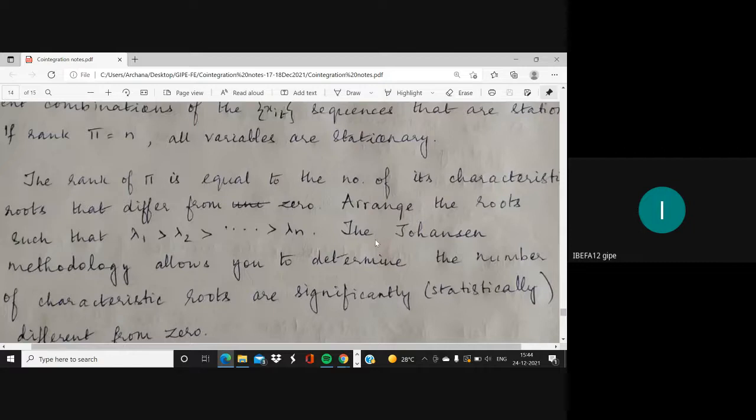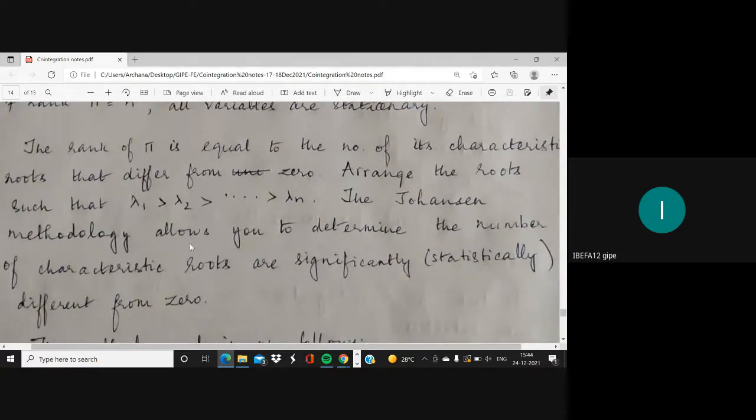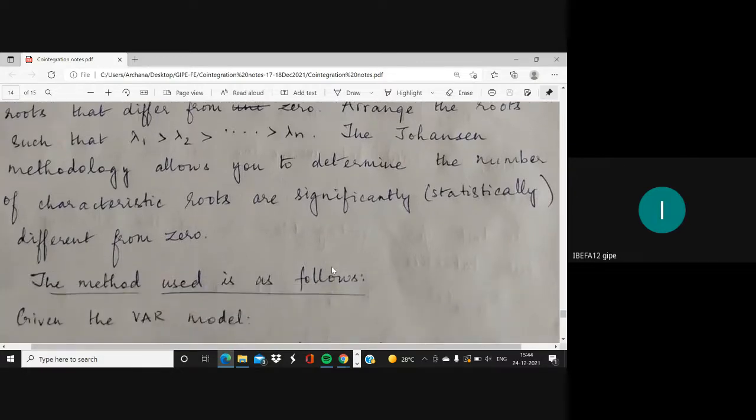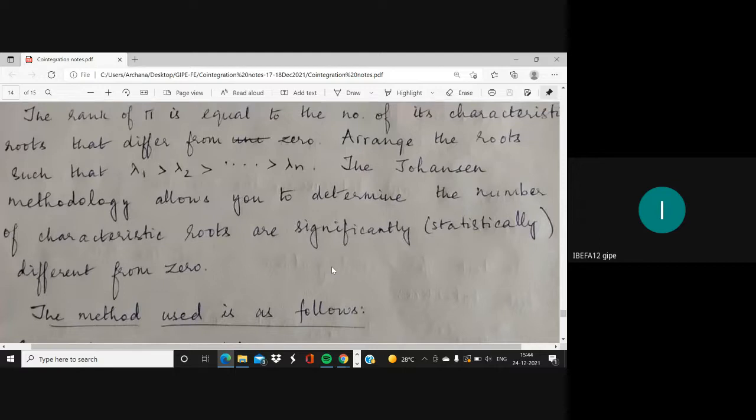So the Johansen methodology allows you to determine the number of characteristic roots that are significantly or statistically different from 0. So that will help us to find the rank of the pi matrix, and it will tell us how many co-integrating vectors there are. So the method that is used in the Johansen test, please stop me if you have any questions at any point.